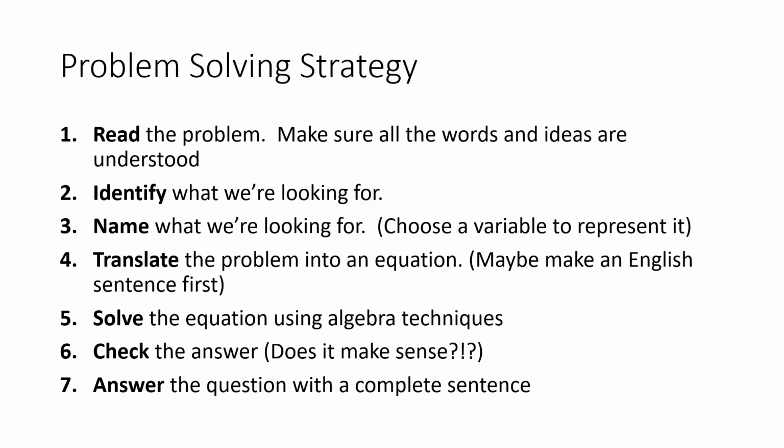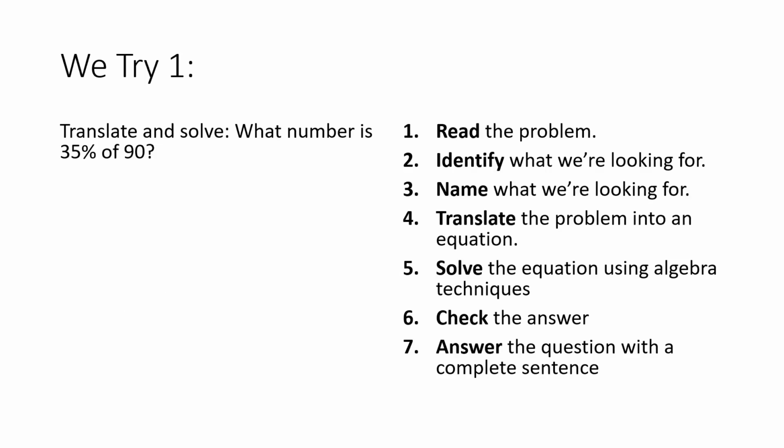So remember our problem solving strategy. It's really important. It's only 7 steps. It won't take us that long. But first we need to read the problem. We need to identify what we're looking for and name it with a variable. Then we'll translate the problem into an equation. We'll solve the equation using algebra techniques. Then we'll check that our answer makes sense. And finally, we'll answer the question with a complete sentence. We're going to follow this same pattern over and over and over.